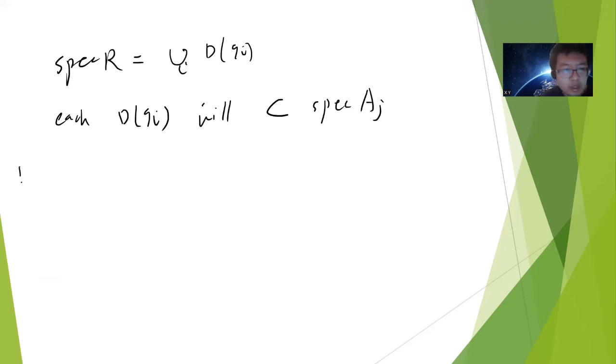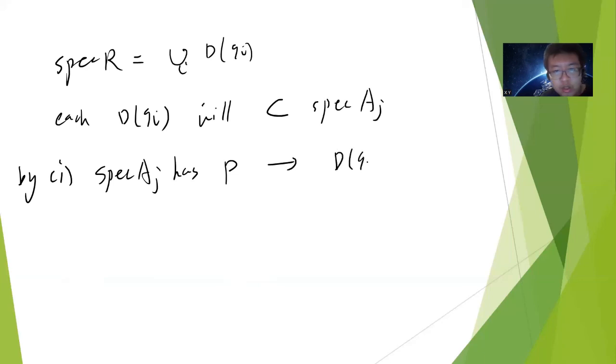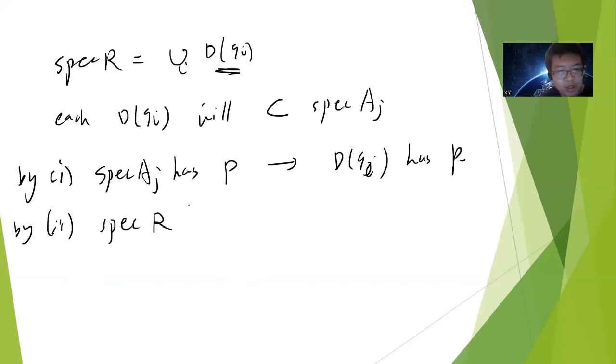Okay, so by one, we're affine local. We know that Spec A_j has property P. So this tells you that D(G_i) has property P, right? So each will have property P, but Spec R is the union, right? So by two, Spec R has property P.